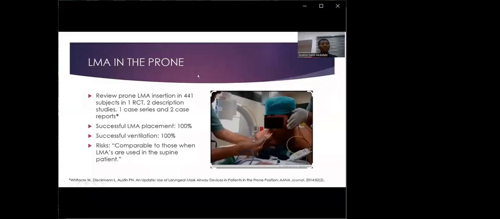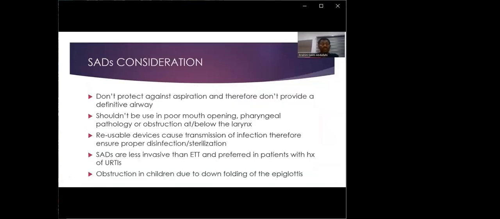Now, the use of LMA in the prone position. Reviewing prone LMA insertions, there are studies that have shown that LMA has been used successfully in patients in prone position. Successful LMA placement was achieved in 100%, and successful ventilation in 100%. The study found that the risks are comparable to those when LMAs are used in supine patients. So LMA can also be used in patients in prone position.